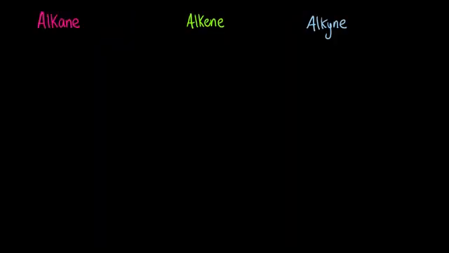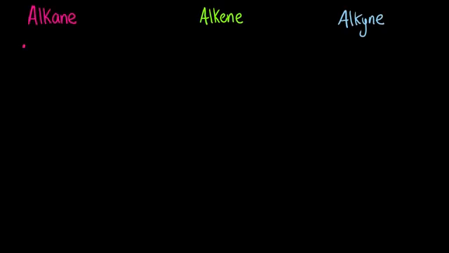When there are only single bonds present, we call that an alkane. When there is a double bond present, that is called an alkene. An alkyne is the name of a compound that is a hydrocarbon with a triple bond.